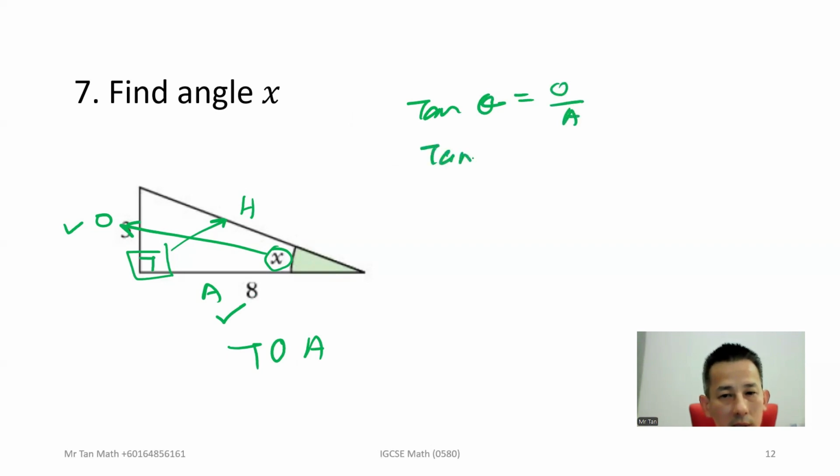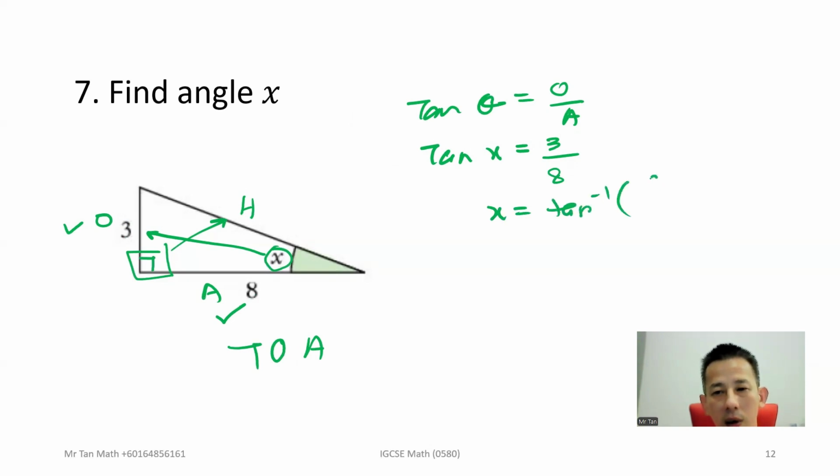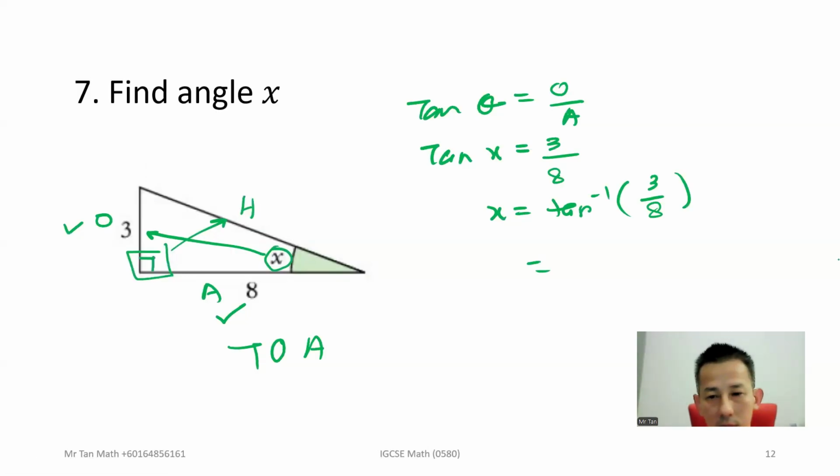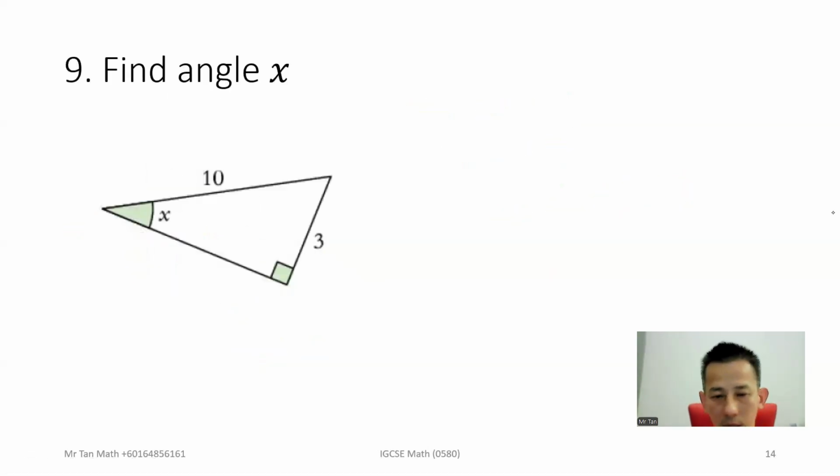So tangent x equal to 3 over 8. Okay, so your x is tangent inverse of 3 over 8. You should get, tangent inverse, shift tangent, 3 over 8 will give you 20.55. Oops, sorry. Oh, again.